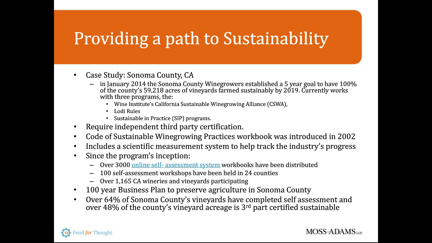And so they put together a program where they can work with the Wine Institute's California Sustainable Winegrowing Alliance, or another Sustainable in Practice, or SIP, program. All these provide independent third-party certification as proof that your vineyard is being farmed in a sustainable way. And in Sonoma County, we have almost 60,000 acres of vineyards.